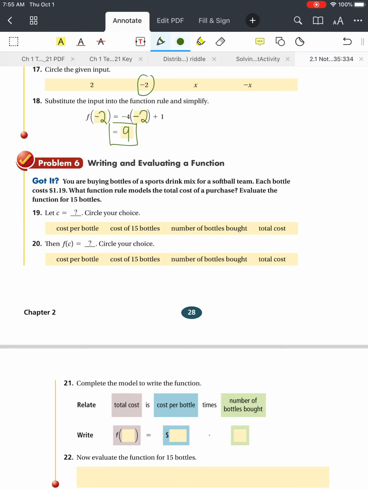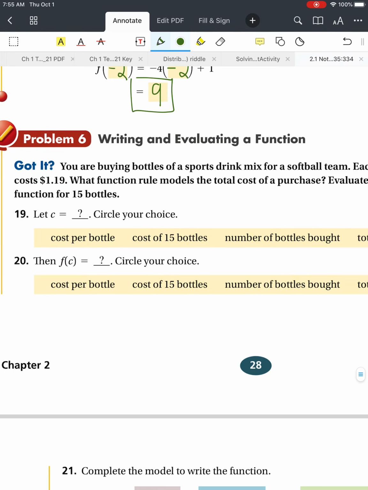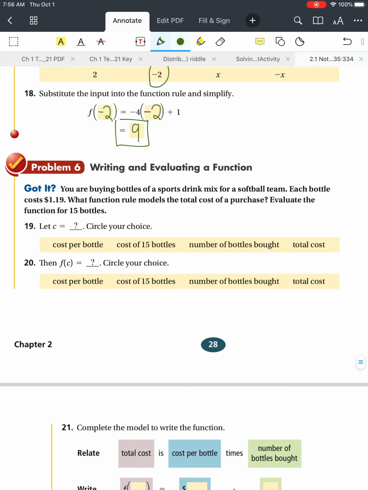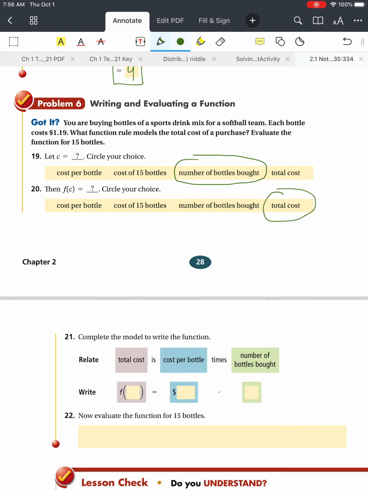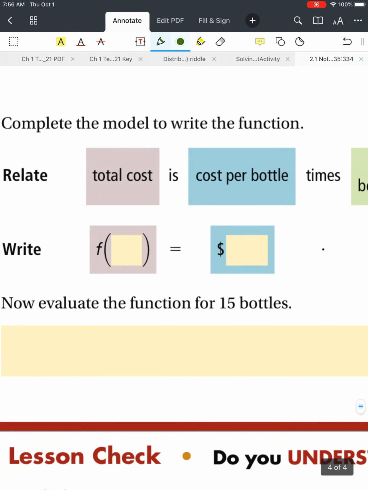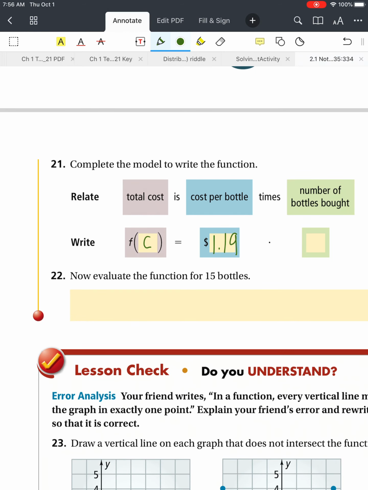I don't know if I like the choice of the letter C for that, but that's what we have here. So we have a number of bottles bought. Again, I don't know if I would choose the letter C for that. But the function f of C, the function evaluated at the number of bottles bought, that would equal the total cost. Okay, so the total cost, which would be f of C, would equal the cost per bottle, which is $1.19 again, times C, the number of bottles bought.